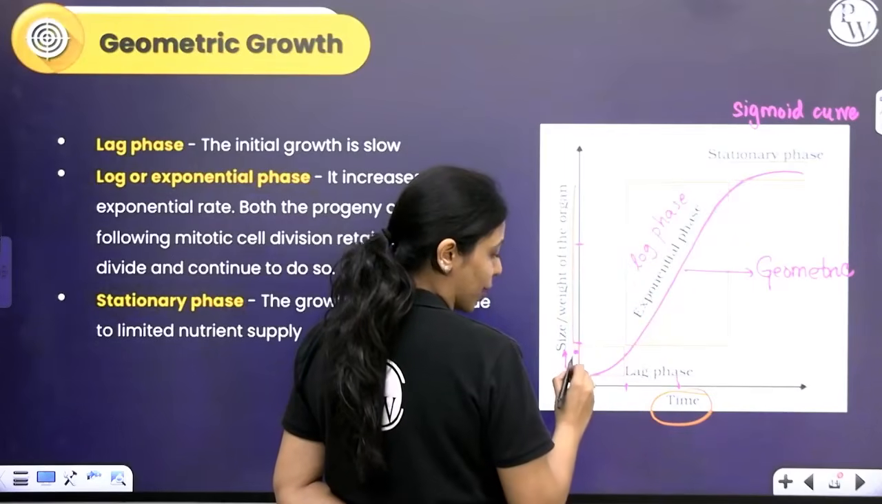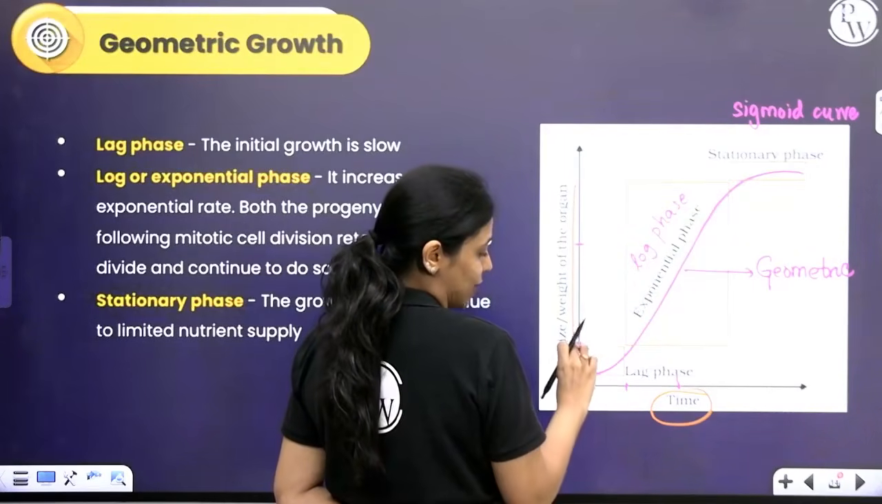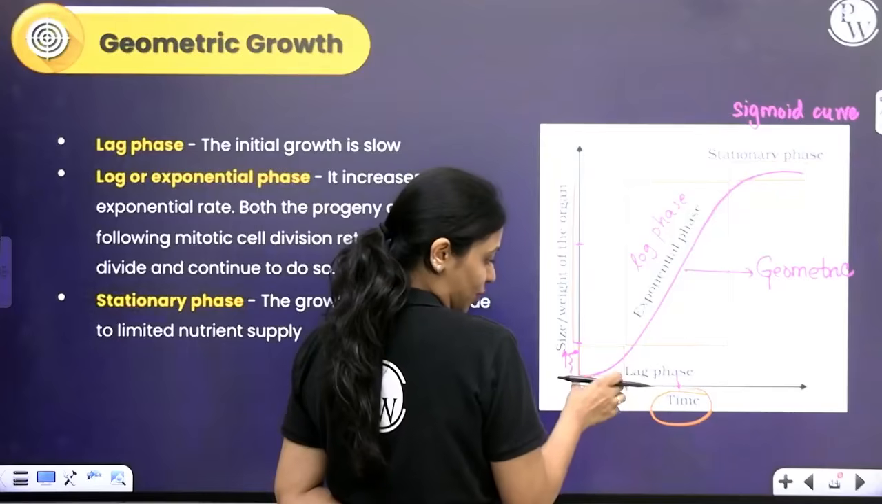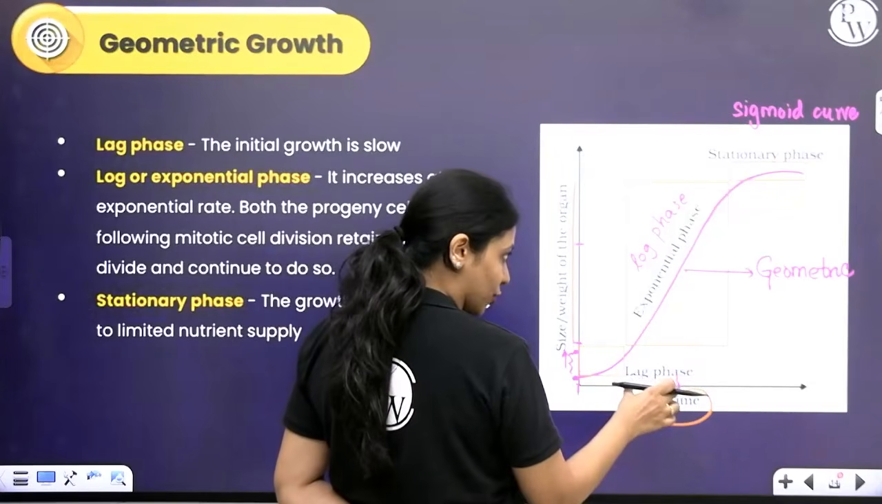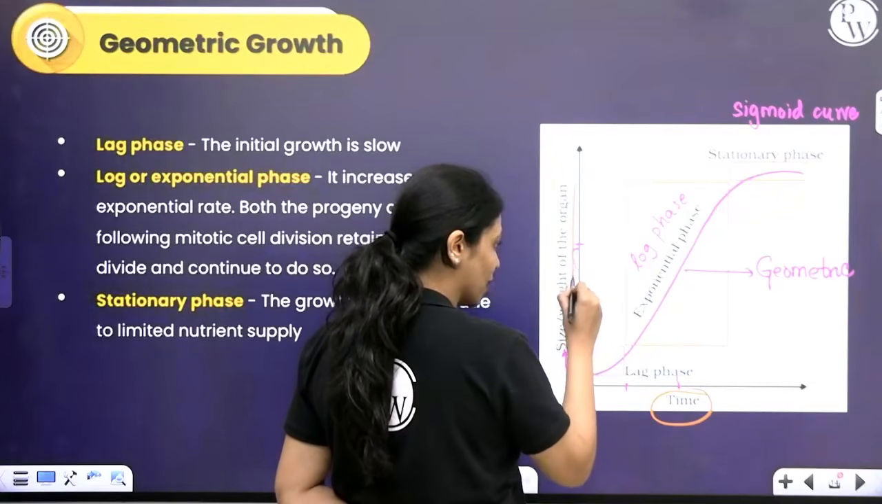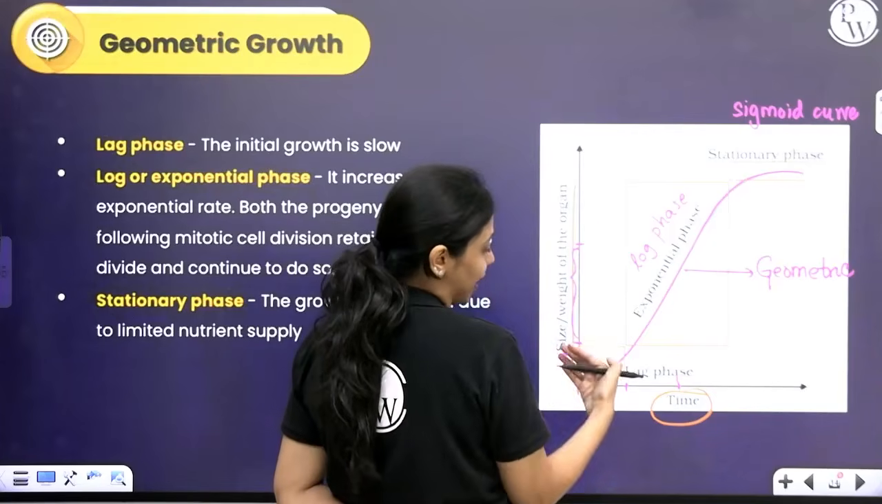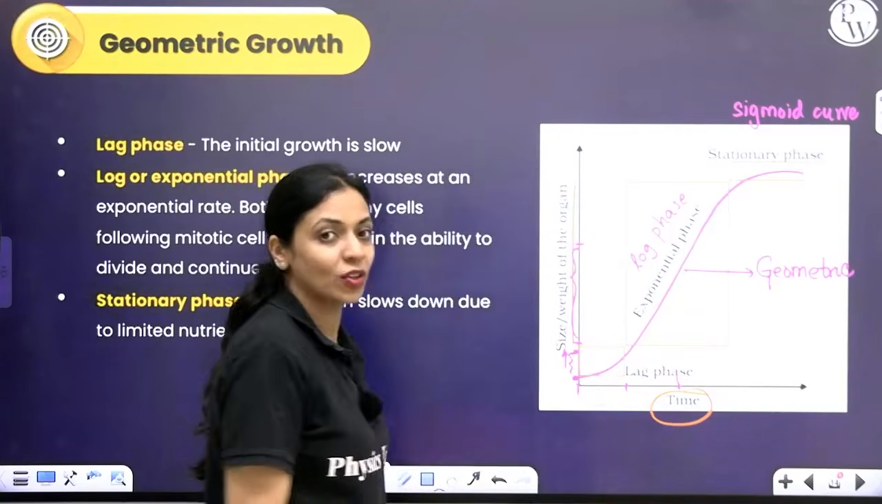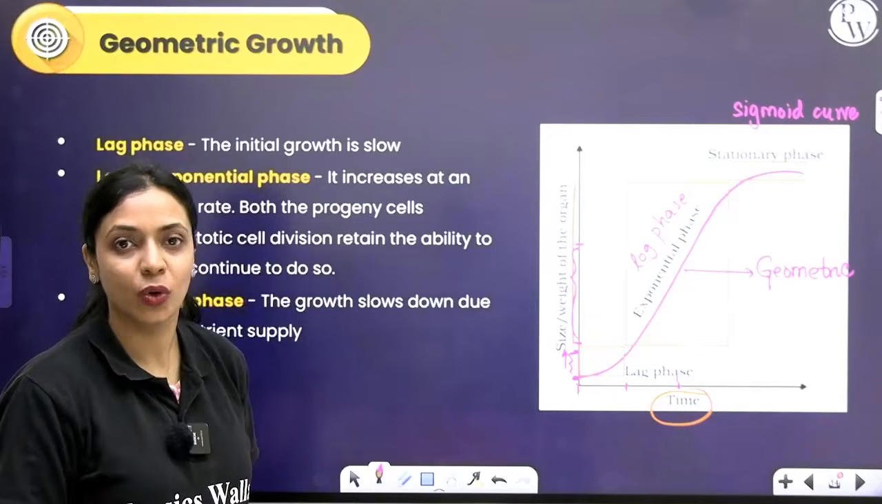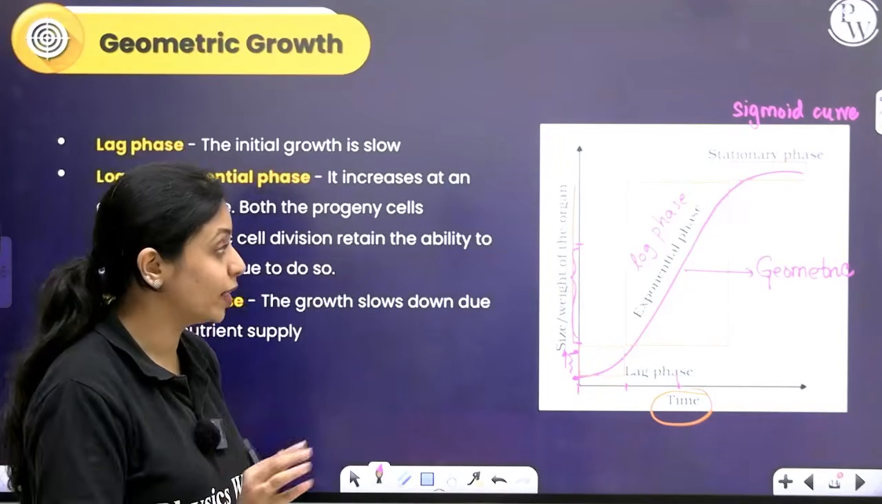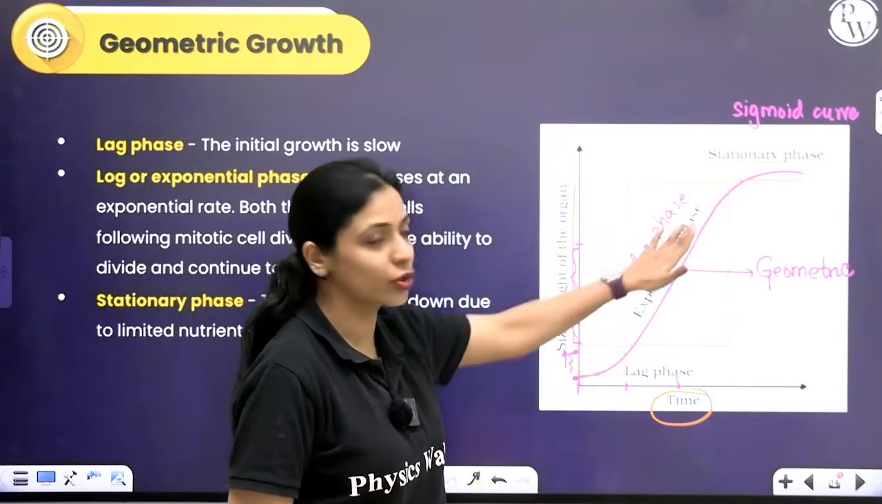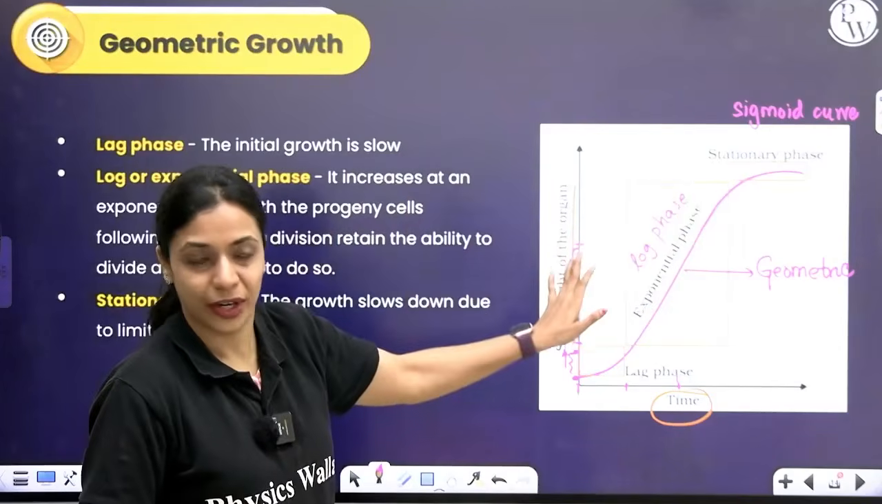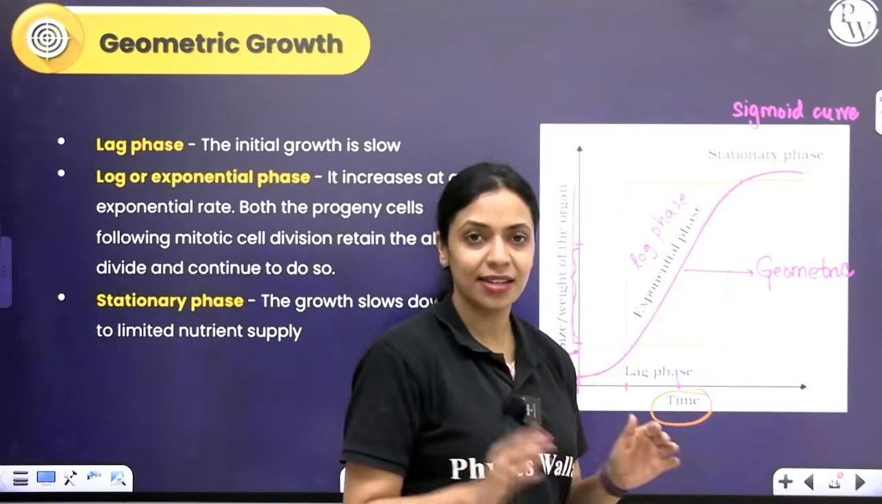In the same amount of time, in the lag phase, you saw only this much growth. In the same amount of time, I want you to see how much more, almost thrice or 4 times more growth you can see in the exponential phase. So that is where geometric growth is taking place. Geometric growth rate applies to this portion of the sigmoid curve. And then finally, there is the stationary phase.